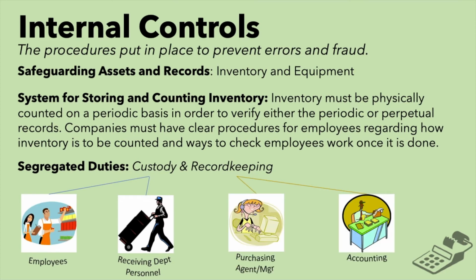They're the ones that physically handle the inventory. While the purchasing manager and the accountant do the record keeping. The record keeping function should not be combined with custody. We're going to see in a few minutes where this can lead to really bad situations. Now, you may have a small business that doesn't have enough people to separate all of these things.